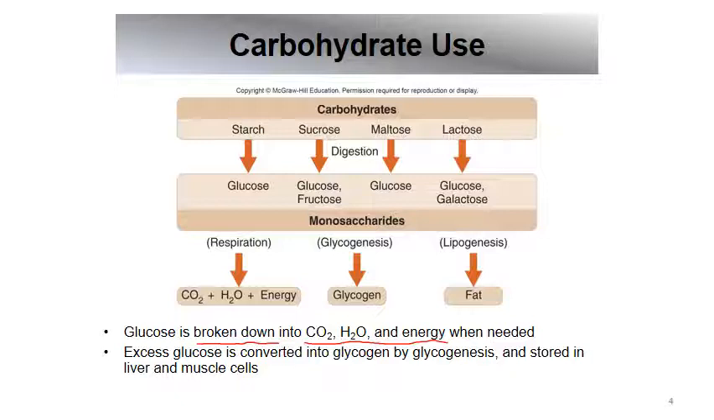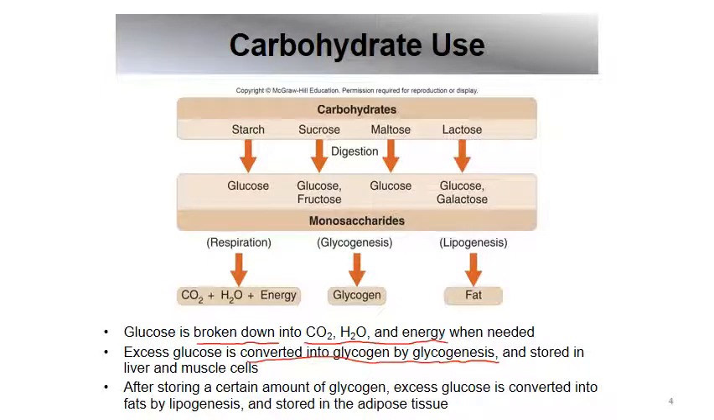If you have too much glucose in your diet, it can be converted into glycogen. This process is known as glycogenesis. Genesis, think the formation, the creation. Glycogenesis just means forming more glycogen. This extra glucose, this glycogen, is stored in our liver and muscle cells.